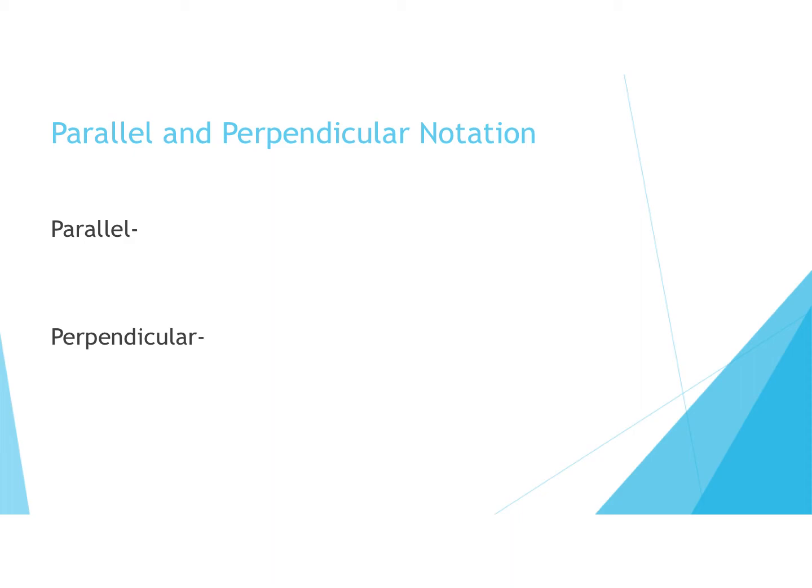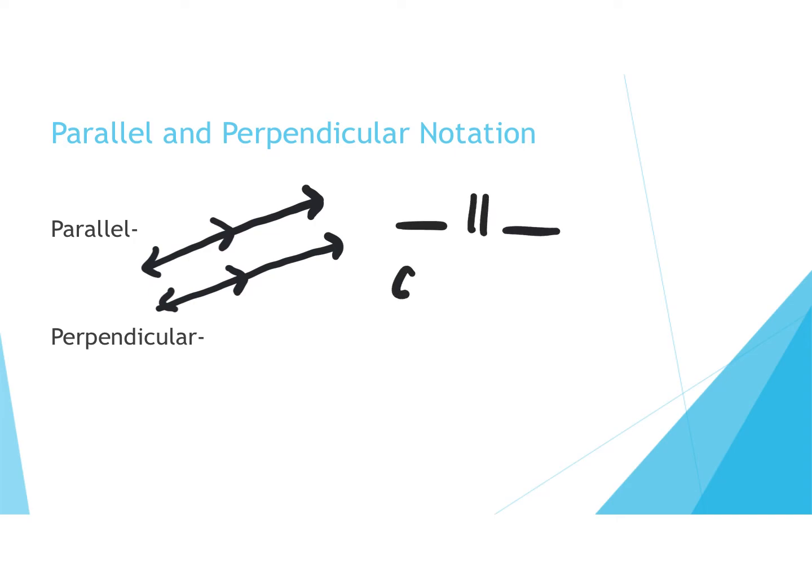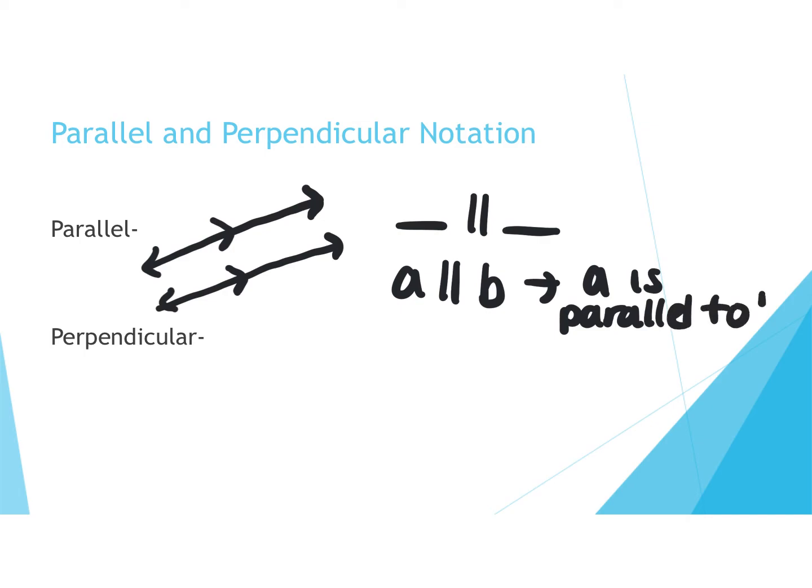Now, before we go into the next part, just to briefly review, in order to say the two lines are parallel, it means we have two lines that continue in the same direction forever. We use the little arrows to indicate that they're parallel, and you write these lines in between. So let's say we have A and B. This means A is parallel to B.